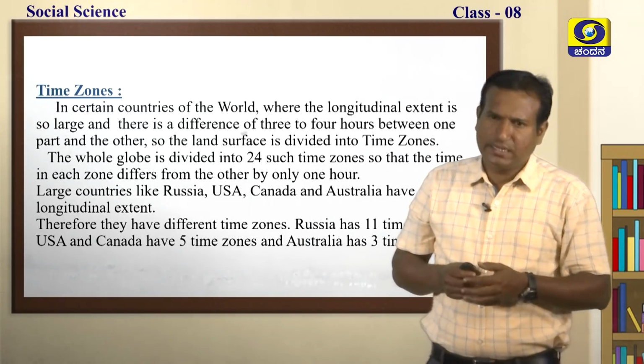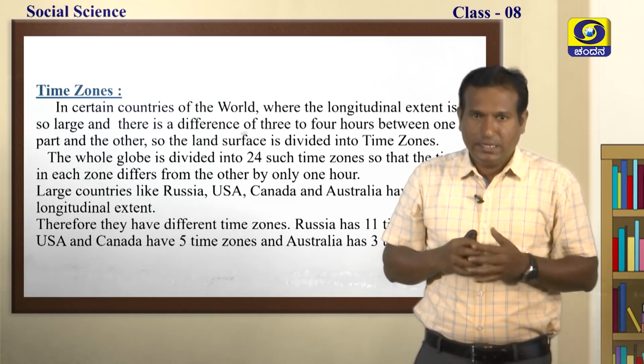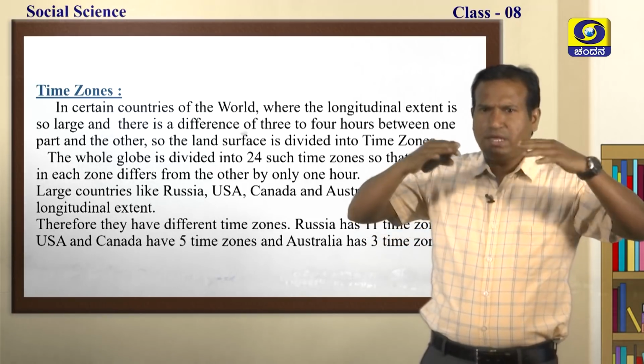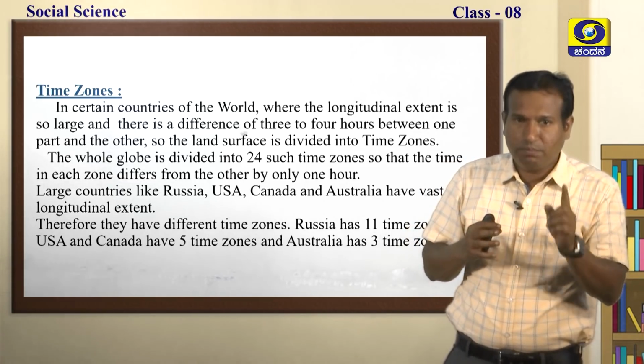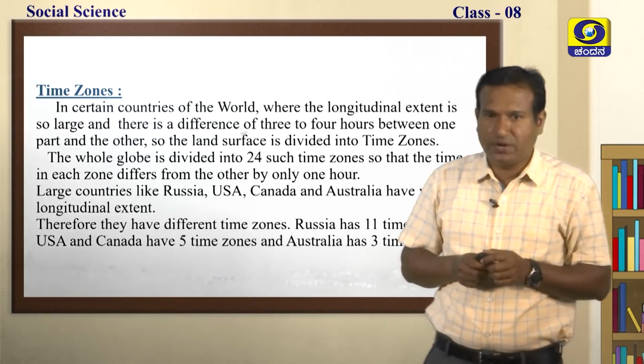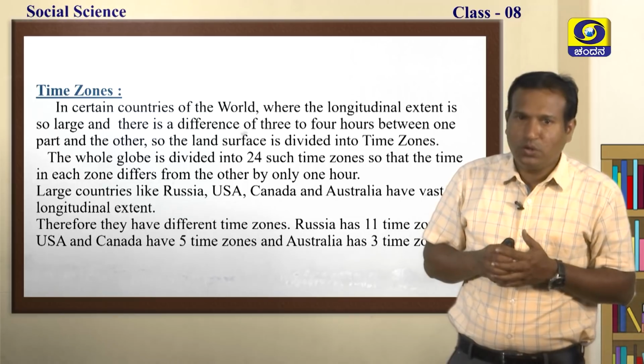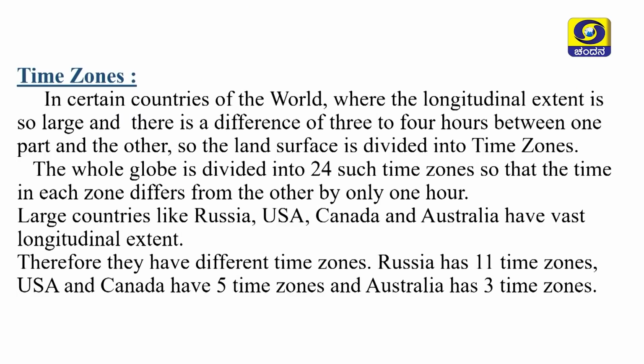Next, let us come to time zone. Time zone means that in certain countries of this world where the longitude extent is so large, there is a difference of 3 to 4 hours between one part and the other. So the land surface is divided into time zones. The whole globe is divided into 24 such time zones, so that the time in each zone differs from the other by just 1 hour. In large countries like Russia, we can find 11 time zones. In USA and Canada, there are 5 time zones. In Australia, there are 3 time zones.